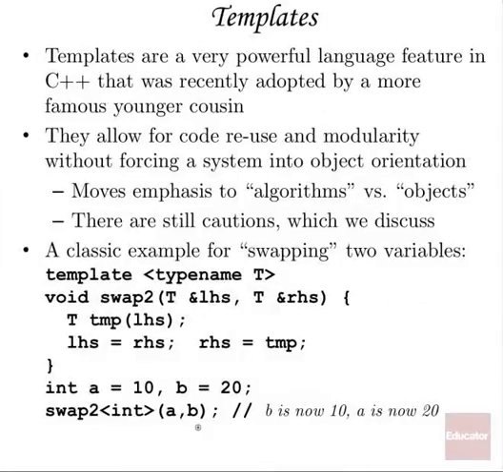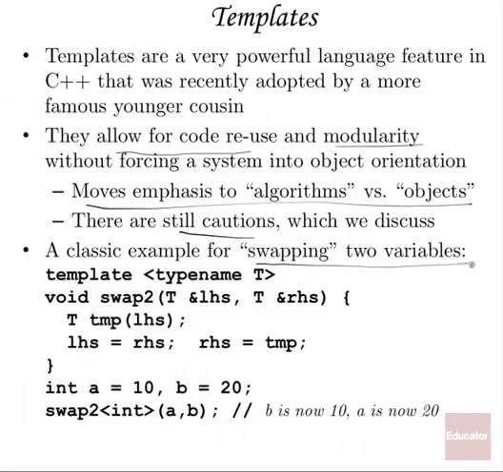Now templates in C++ is a very powerful language feature that has recently been adopted by a more famous and younger cousin whose name will not be mentioned herein. It allows for code reuse and modularity without forcing the system to be object-oriented. Object-oriented is a powerful technique for programming, but there are many cases where it is not the best way to go. So with a template, you can move your emphasis to algorithm instead of trying to cram everything into an object. Now, we still have some cautions to deal with in templates, but we will talk about those in the lesson on templates.